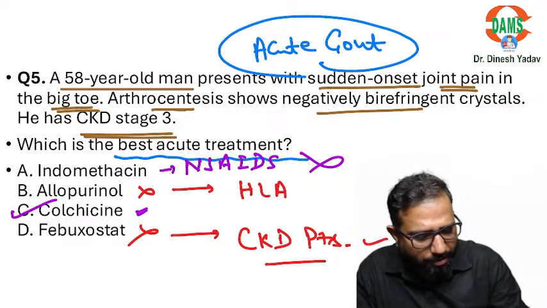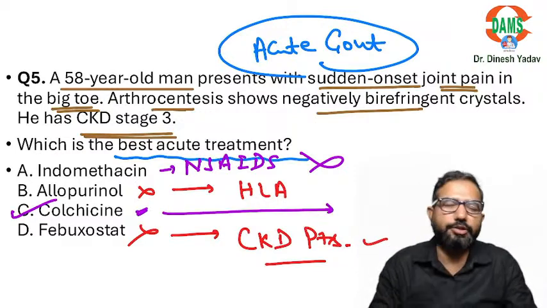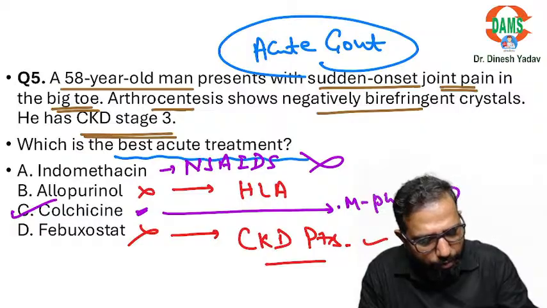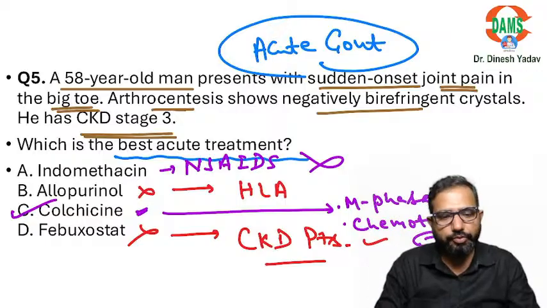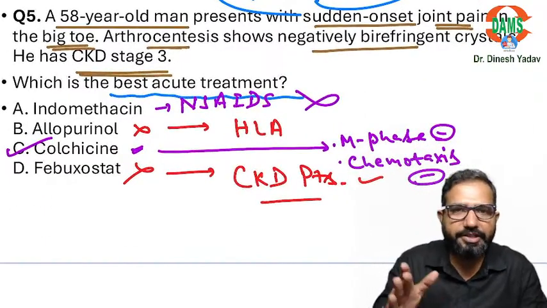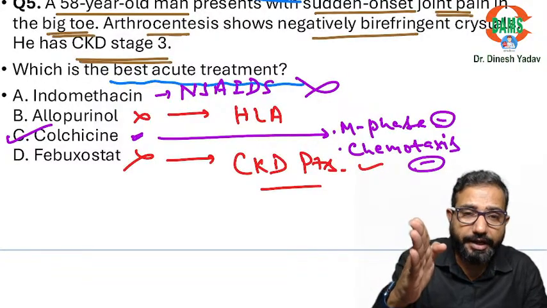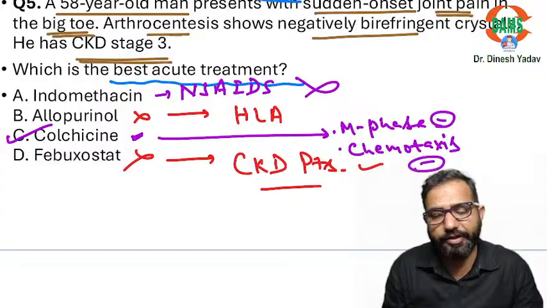Remember, colchicine inhibits the metaphase. It is usually an M phase inhibitor, but why is it effective in gout patients? Because it is inhibiting chemotaxis. That's why it is used in gout patients. Chemotaxis inhibitor, and the commonest side effect of colchicine is diarrhea.